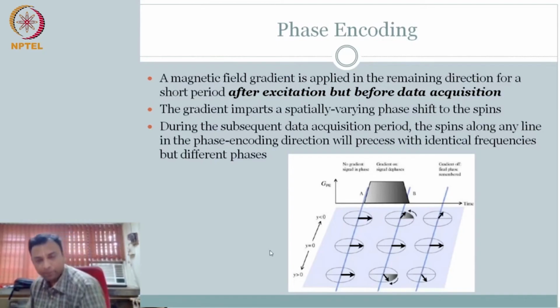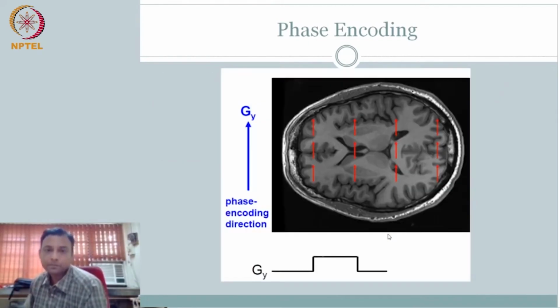Now if I apply the x gradient, along the y direction I have phase difference but the same frequency, and along the x direction there will be frequency encoding. Along the y direction I will have phase encoding. So I can exactly tell from the phase and frequency analysis where the signal came from. Correct? So this is my y direction. I apply the gradient just before recording.